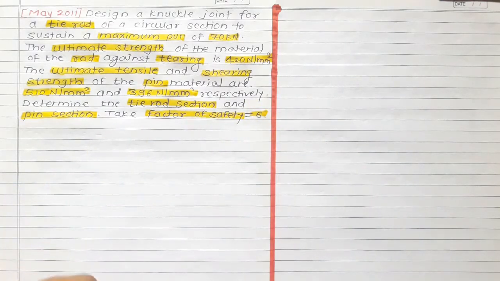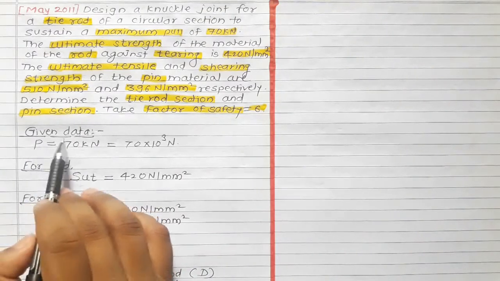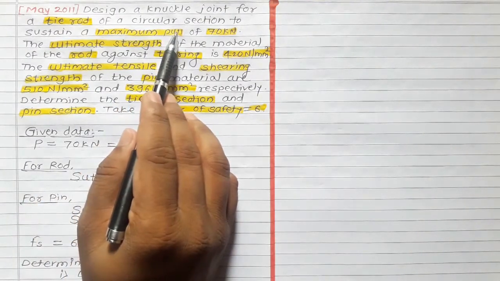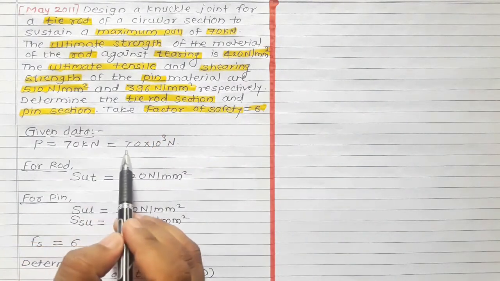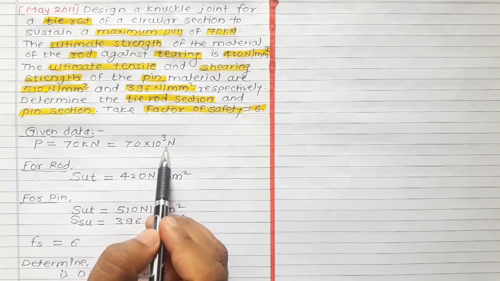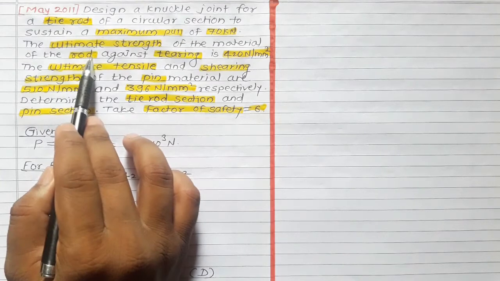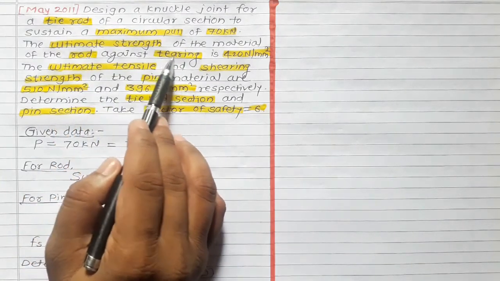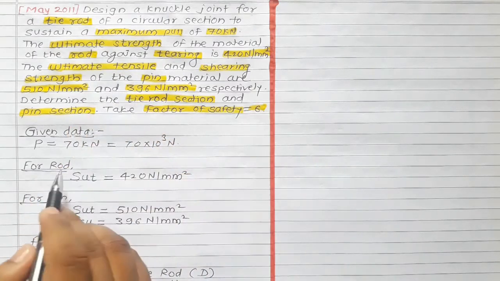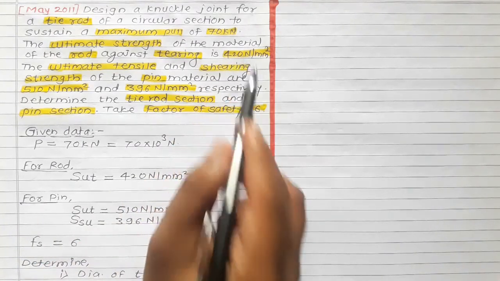So with this statement of numerical, we will write the given data first. Now let us write the given data. The maximum pull acting on the rod of knuckle joint is 70 kilonewton. That means force P is given as 70 kilonewton. So convert it into Newton by multiplying by 10³. Next, ultimate strength of the material of rod is given against tearing, that means against tension. So this is nothing but the ultimate strength in tension for a rod. Here it is written that for rod SUT is equal to 420 Newton per mm square.